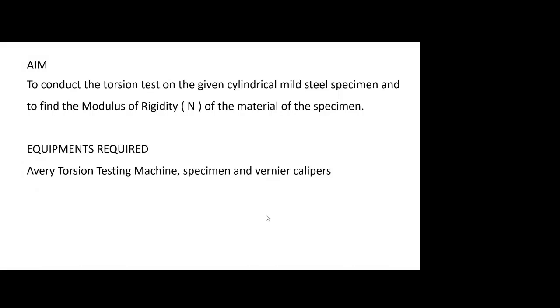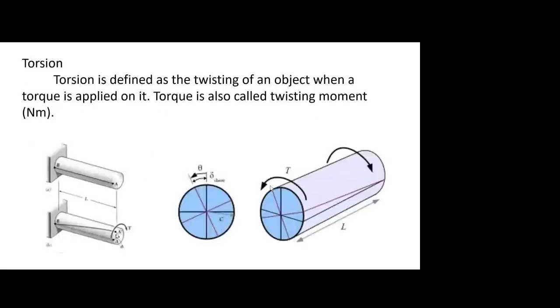The different equipment used for the study includes the Avery torsion testing machine, the specimen which is cylindrical, circular in cross section, and the vernier calipers for measuring the diameter of the specimen. So coming to the theory part, we are using the fundamental torsional formula to find out the modulus of rigidity and the maximum shear stress.